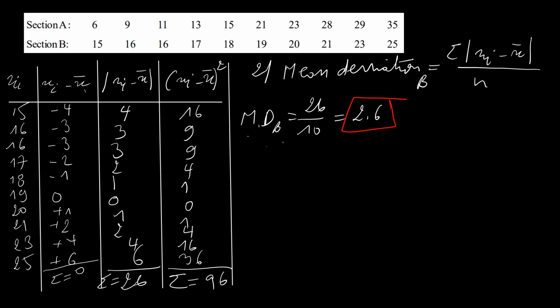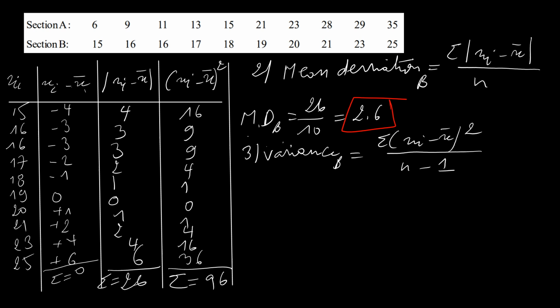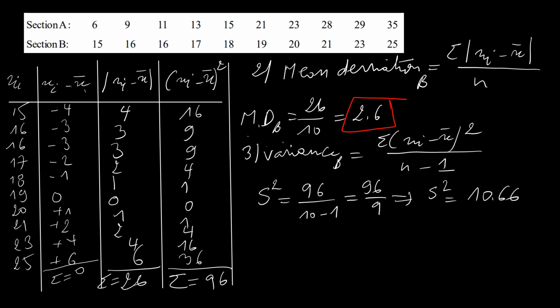The third measure of dispersion is the variance. The variance, as we noticed already, is based on the second method. So here the variance of section B is the sum of xi minus x bar squared divided by n minus 1, because here we deal with samples and not with the population. So S squared equals 96 divided by 10 minus 1, so 96 divided by 9. So here S squared, or the variance, is equal to 10.66. This is the third measure of dispersion.